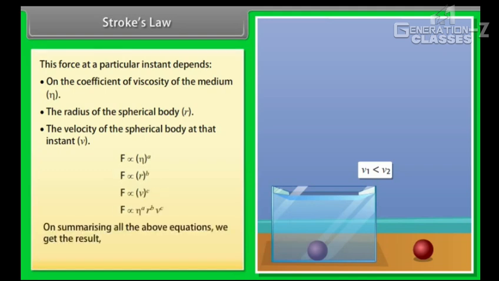On summarizing all the above equations, we get the result F is equal to 6 pi into eta into r into v.